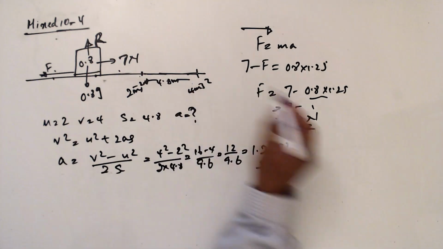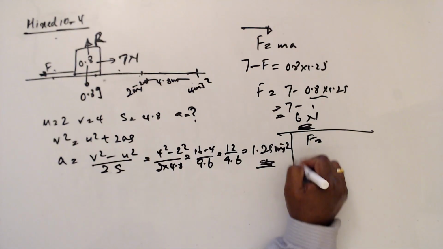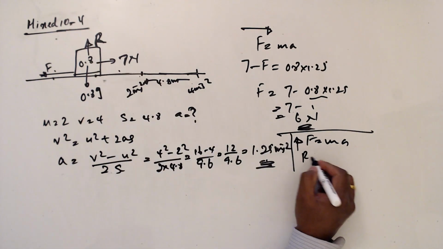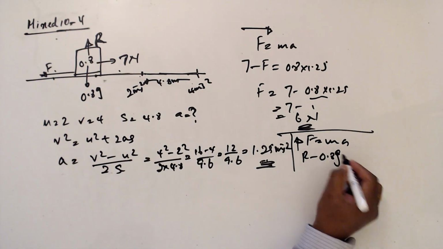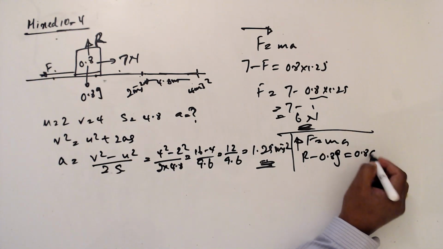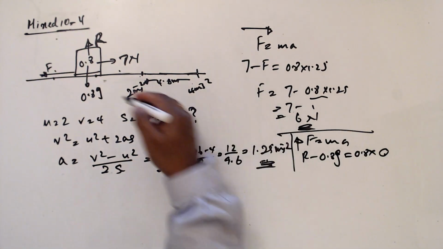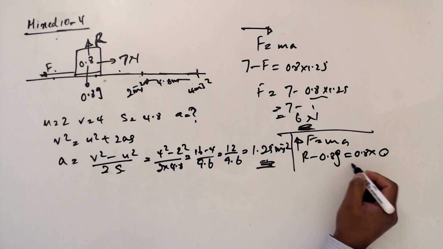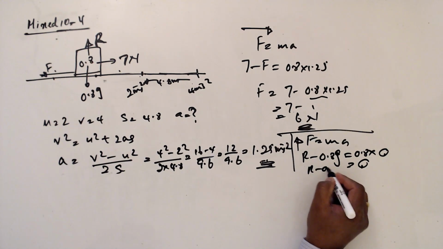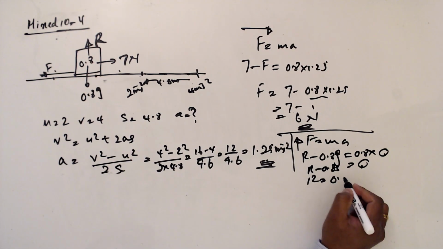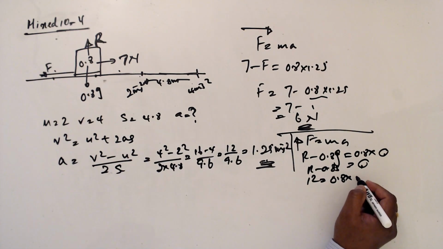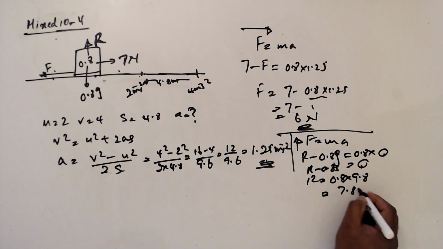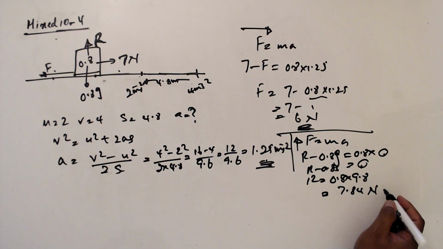And if we want to find R, F equal ma upwards. So R minus 0.8g equals 0.8 times 0. There is no acceleration up or downward. It means no flying, no sinking. So this is equal to 0. R minus 0.8g equals 0, so R equals 0.8 times 9.8. That is 7.84 Newton.